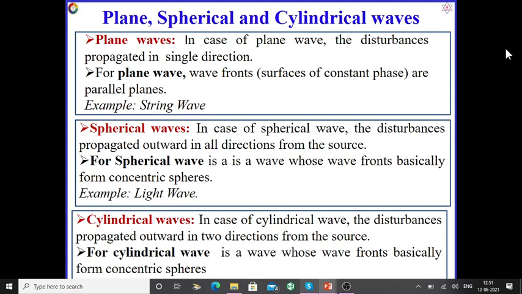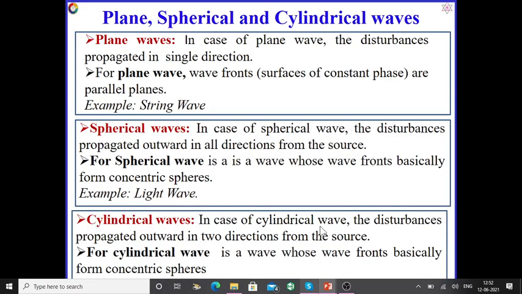In case of a plane wave, disturbance propagates in a single direction. For plane waves, the wavefronts are parallel planes. The example is a string wave. And in the case of a spherical wave, disturbances propagate outward in all directions from the source. A spherical wave is a wave whose wavefronts basically form concentric spheres. Light wave is the example.